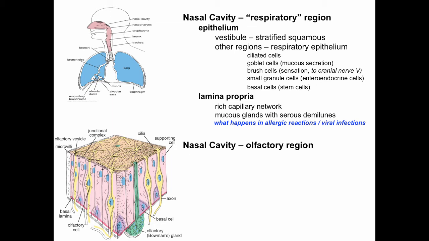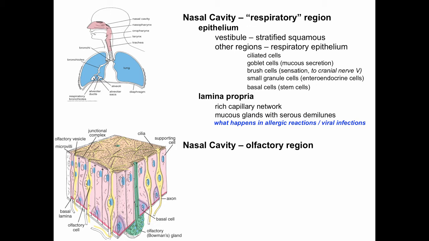Within the respiratory region of the nasal cavity, there are the ciliated cells. There are also goblet cells, which are involved in mucus secretion. There are brush cells, which function for general sensation, not for olfaction. These brush cells actually are innervated by cranial nerve 5. There are small granule cells, which are considered enteroendocrine cells. I'll have a little more to say about that in just a minute or two. And then there are stem cells or basal cells.